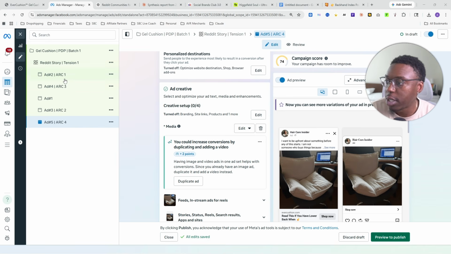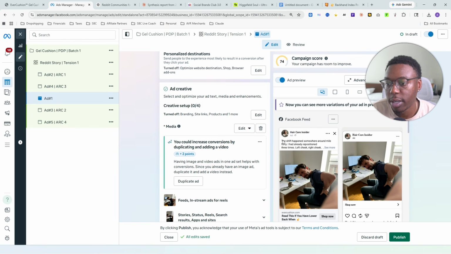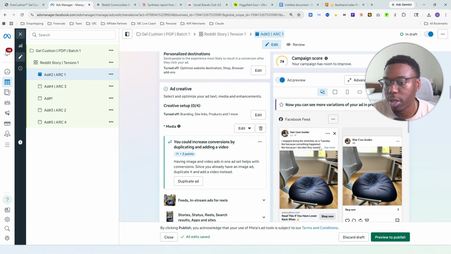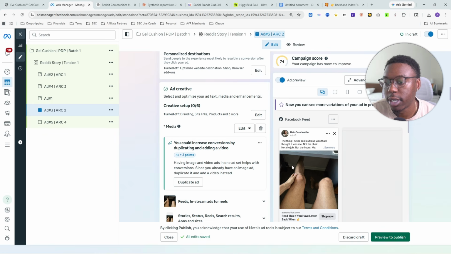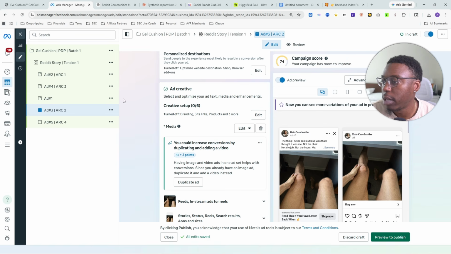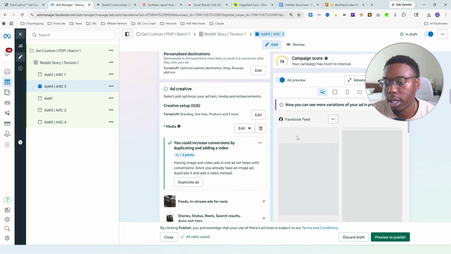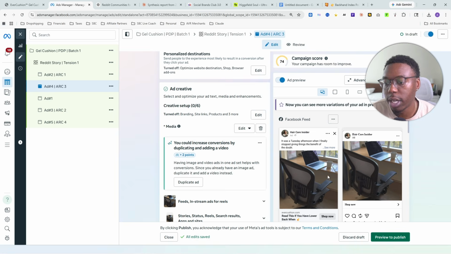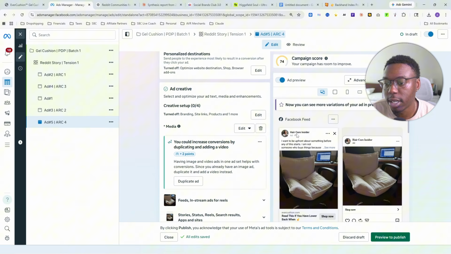Alrighty. So as you can see here, ad number 1, its own story, its own image, right? So ad number 2, its own story, its own image. Ad number 3, give it a sec to load, its own story, its own image. Ad number 4, its own story, its own image. And last but not least, ad number 5, its own story, its own image. So there you go. That is everything.